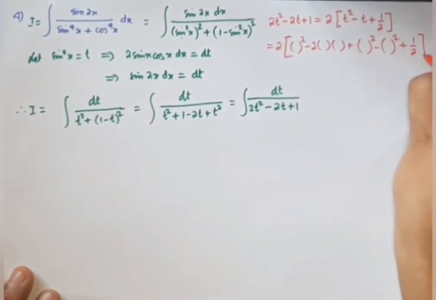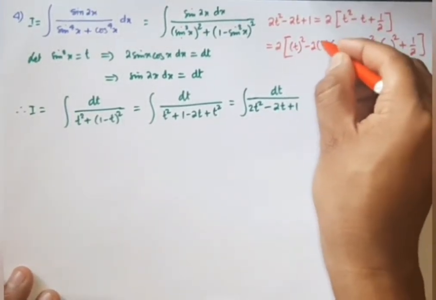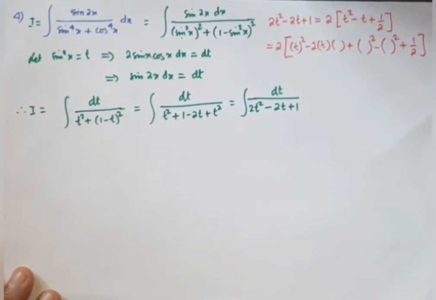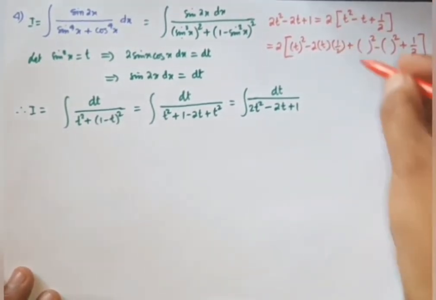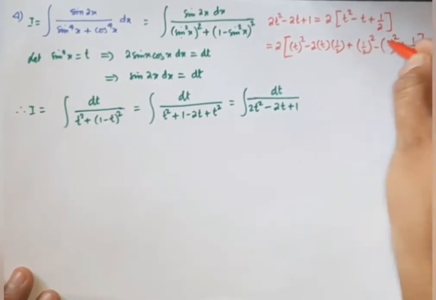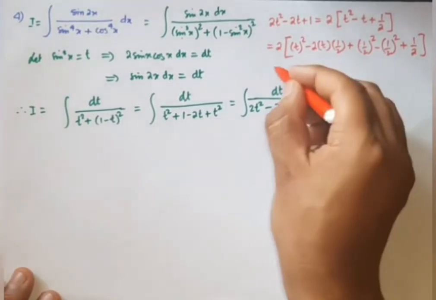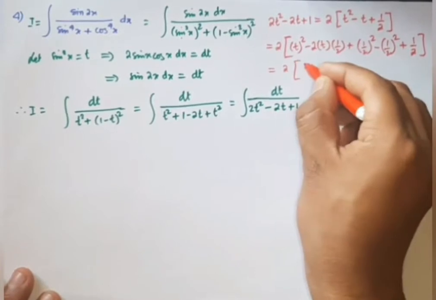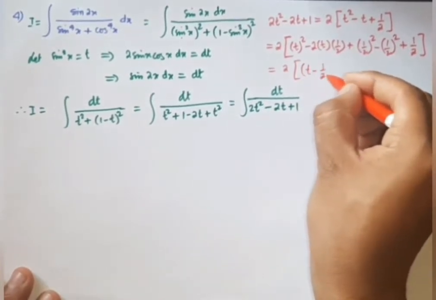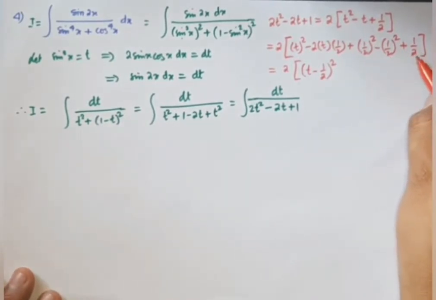Okay, a is as usual t, so 2a. Now b is chosen in such a way that I'll get only t, so b has to be exactly half, so b square is half square, minus b square, that is half square. So from here to here, how much is this? This is a minus b whole square, right? Now minus half square is 1 by 4 and this is 1 by 2.